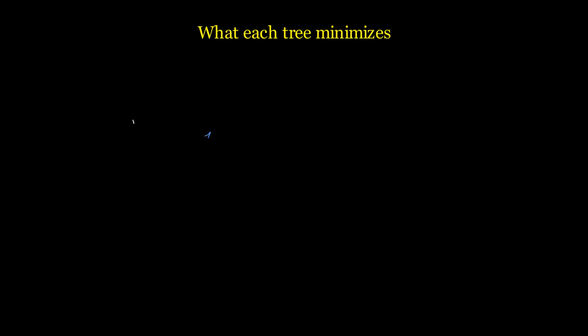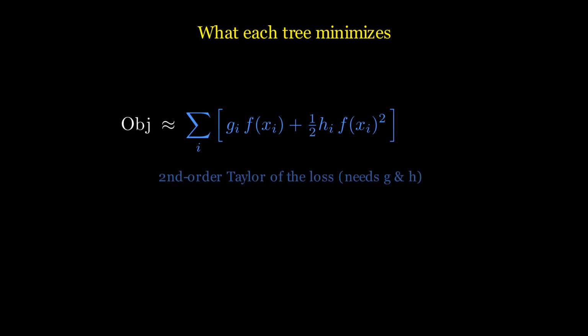So what precisely is the new tree trying to optimize? XGBoost approximates the loss around the current prediction with a second-order Taylor expansion, and that's exactly why it needed both g and h. For one tree, the objective becomes a tidy sum over all points: g times the tree's output plus 1/2 h times that output squared, plus a penalty on the tree's own complexity, written omega.